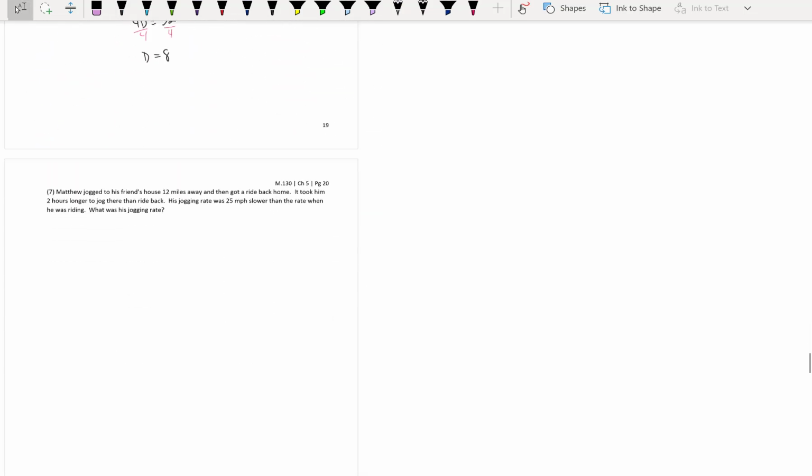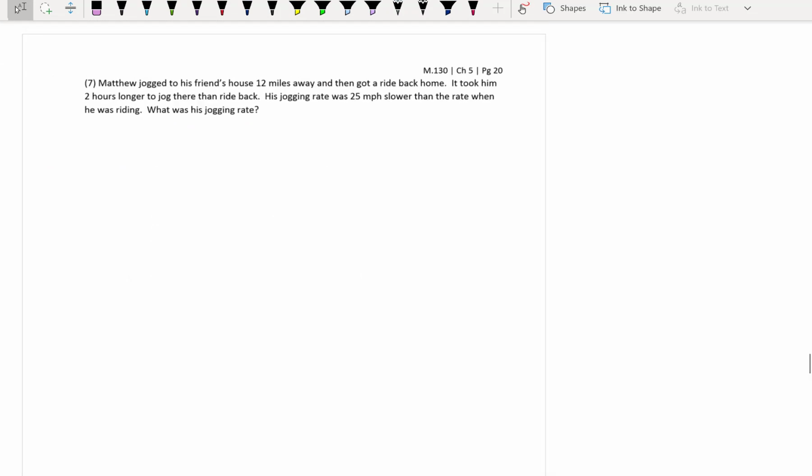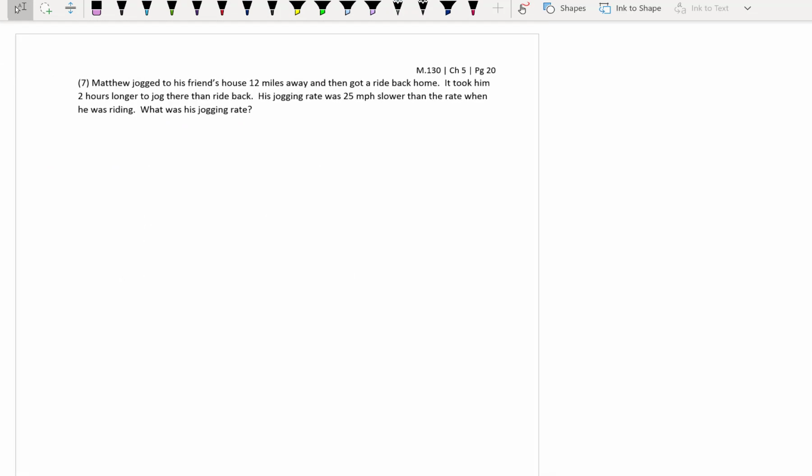All right, well, let's look at number 7. It says Matthew jogged to his friend's house 12 miles away and then got a ride back home. It took him 2 hours longer to jog there than to ride back. His jogging rate was 25 miles per hour slower than the rate when he was riding. What was his jogging rate? So again, I have distance is equal to rate times time. So I'm going to go ahead and set this up.